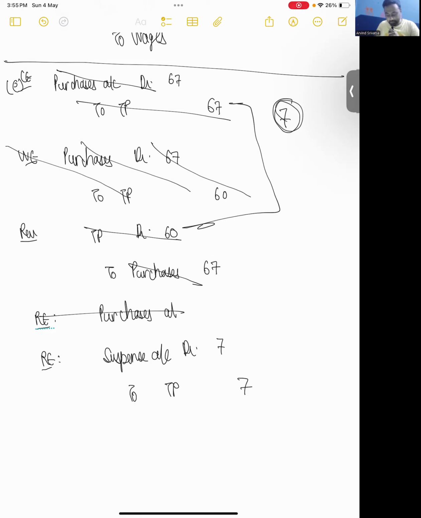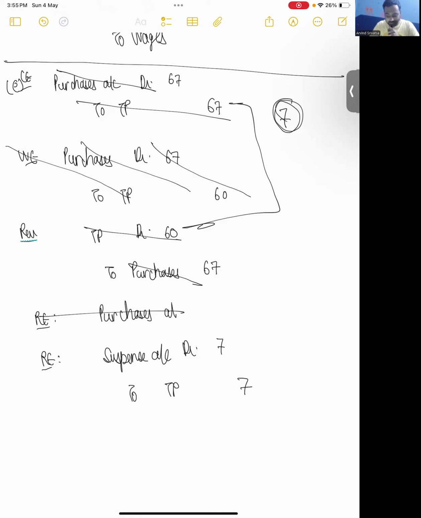Yes, I hope you understood. Sorry, guys, just reiterating, I missed it a bit. Your correct entry is purchase account debit to trade payables 67, 67. Wrong entry is purchase account debit 67 to trade payables 60. Your purchases will get cancelled because the purchases were not affected in any way. It was 67 in both the correct entry and wrong entry. Trade payables, it was 60.